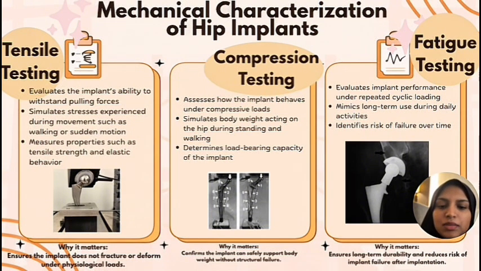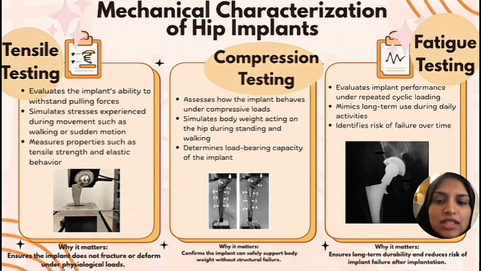This basically tells us whether the implant is strong enough to survive inside of the human body. For tensile testing, the implant material is pulled apart to see how much force it can handle before it stretches or breaks. This simulates the kind of stress the hip experiences during walking, standing, or sudden movement. It also helps us measure important properties like tensile strength, stiffness, and elasticity.